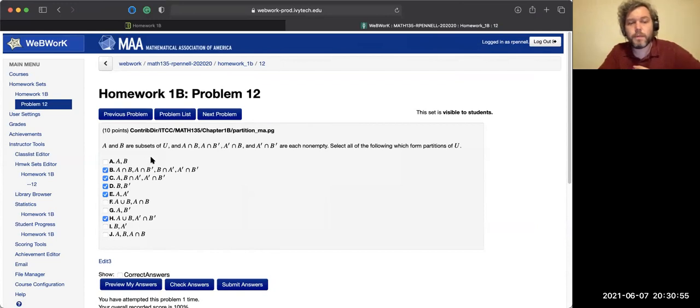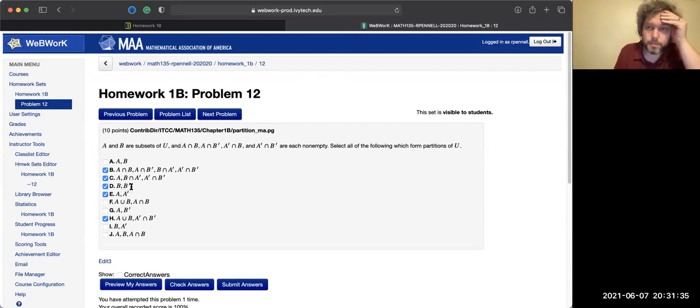Okay, so this one's going to be kind of confusing, but A and B are subsets of the universal set. A intersect B, A intersect B complement, A complement intersect B, and A complement intersect B complement are non-empty. Select which of the following form partitions. Now remember what a partition is. A partition means there's no overlap, and there's nothing outside those sets. Okay. So you can see what I wrote as the answer, but maybe I should explain how I got it.